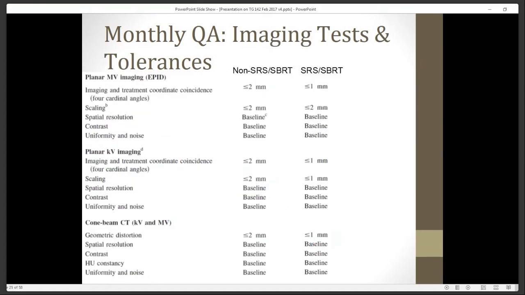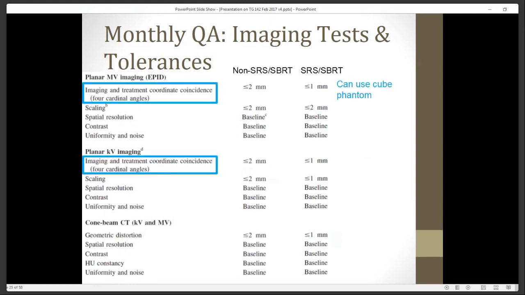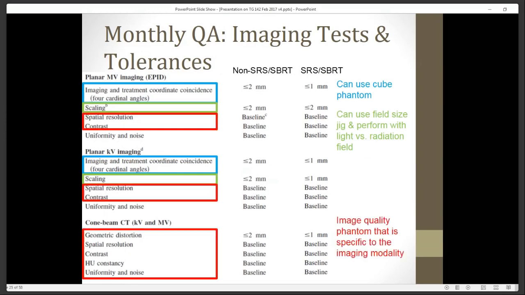All right, so imaging tests and tolerances for monthly QA. A few things to point out here. The imaging and treatment coordinate coincidence, and also for both the MV and KV, those can be done with a cube phantom, maybe even at the same time. The scaling can be done at the same time as the light field and radiation field coincidence if you're using a jig that has distance indicators. So those can all be combined.